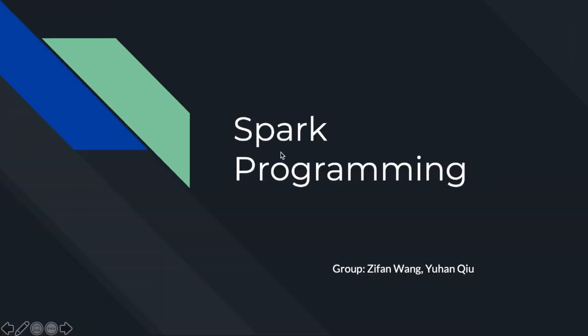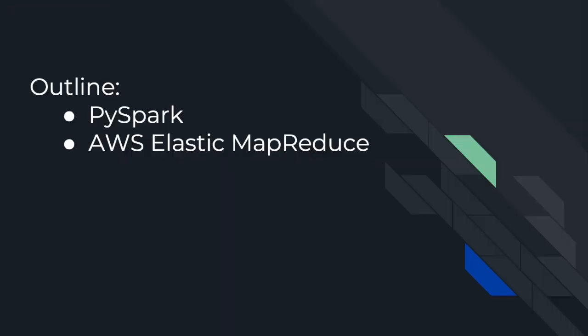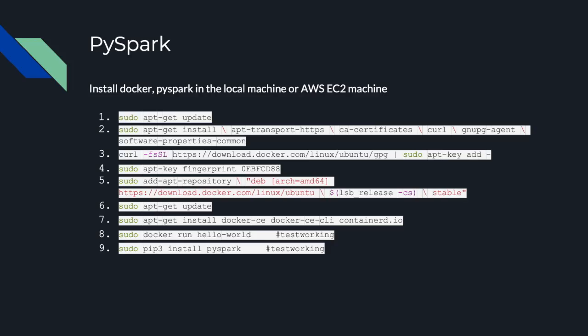Here's our 10th lab, Spark Programming. In this lab, there are two parts. The first part is PySpark, and the second part is AWS Elastic MapReduce. For the first part, we have to install Docker, and we chose to install it on an AWS EC2 machine.